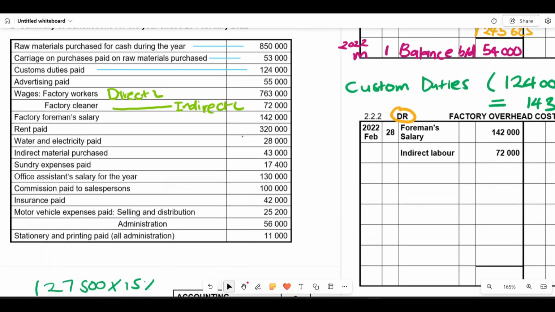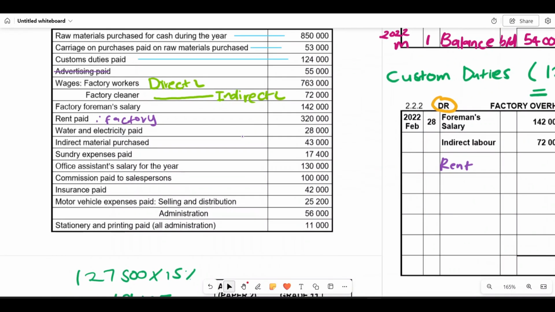Now, I'm going to start off with this here. So this, remember, it relates to selling and distribution. And when it comes to cost accounting, you're only interested in those costs that relate to your factory only. Now, here, okay, wages for factory workers. This is our direct labor. Factory, okay, indirect labor, they already added it here. Factory performance, now rent paid. Now, I'm only interested in rent that is paid towards the factory, right? So here I'm going to start off with my rent. And let me see how much of this amount, which is 320,000, was allocated to the factory.